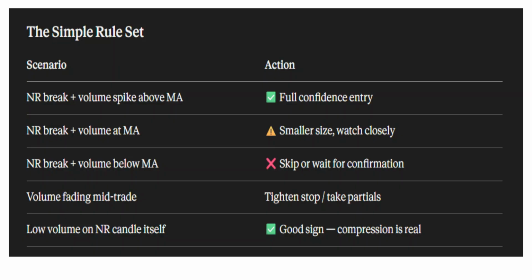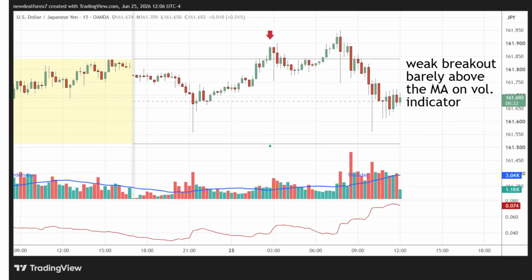Right? And then when the volume starts to fade, you can tighten your stop loss or you can take partial profits. And if there's low volume on the narrow range candle itself, again, that's a good sign. We went over that because the compression is real. So here's how to read that. So this is how you stop falling for a lot of fake breakouts, me included.